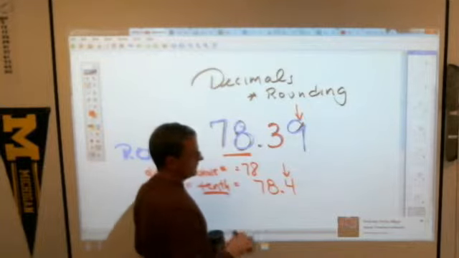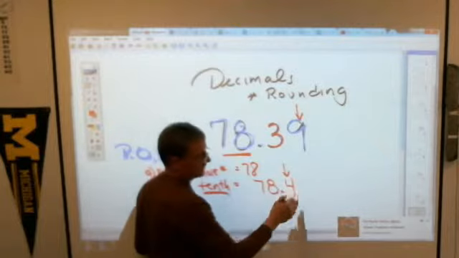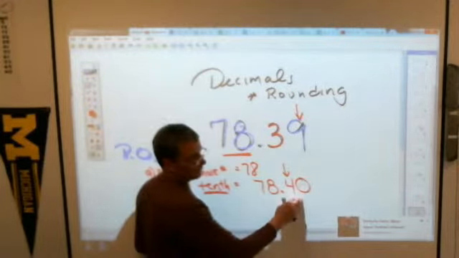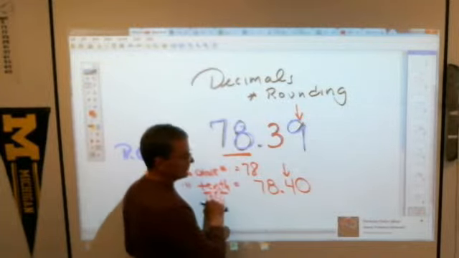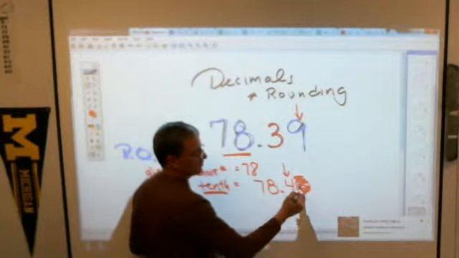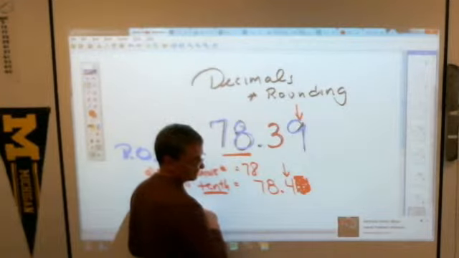For the simple reason of this. How do I say this number? 78 and 4/10. If I put a 0 on there, I don't say that anymore. Now I say 78 and 40 hundredths. And that's not what I want. I want only tenths. So do not add zeros at the end of decimals. That's my point of emphasis.